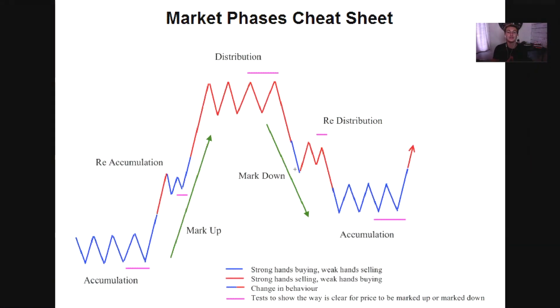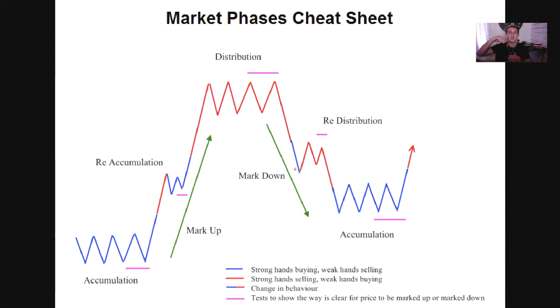Now, guys, what you see right here is simply a cheat sheet. Smart money simply moves the market just like this. They have accumulation phases, they move the market up, and then they have a distribution phase. They move the market down, and then they have an accumulation phase. So accumulation phases are simply always going to happen at the bottom. We're looking for buy opportunities when the market is in an accumulation phase.